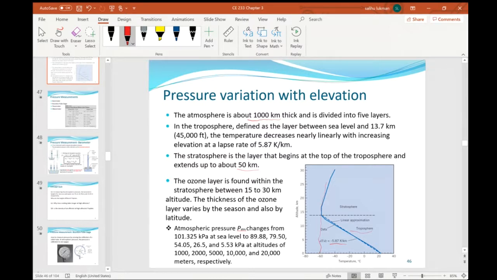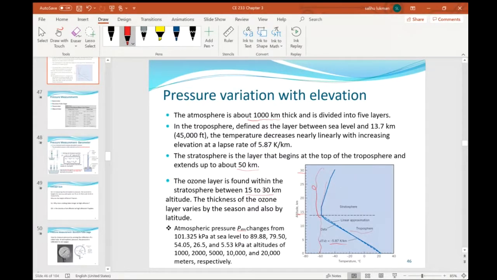So the ozone layer is found within the stratosphere between 15 to 30 kilometers. You can see this is 15 to 30 kilometers. So the ozone layer lies within this range. Okay, and the thickness of the ozone layer varies by the season and also by latitude.